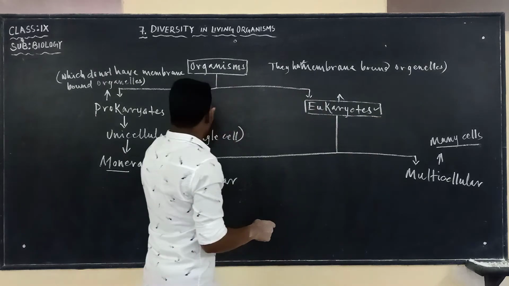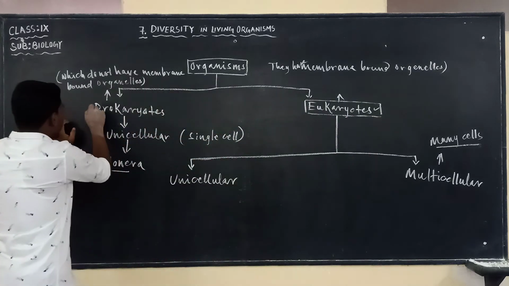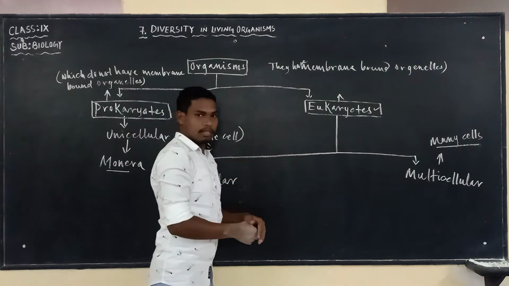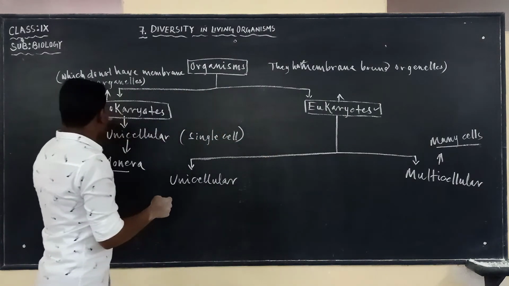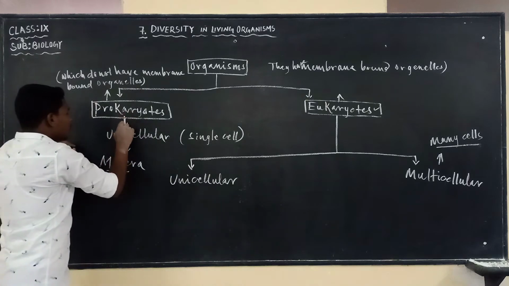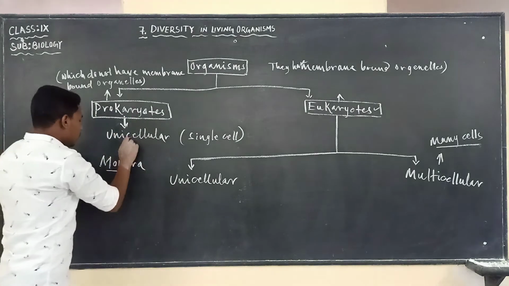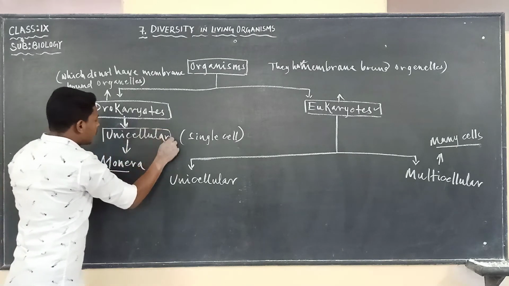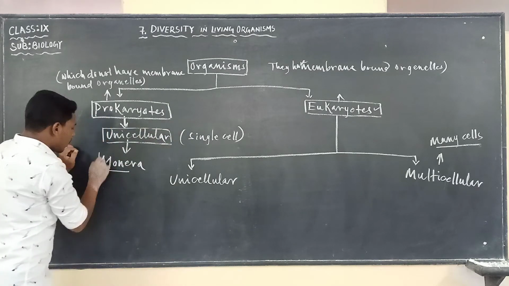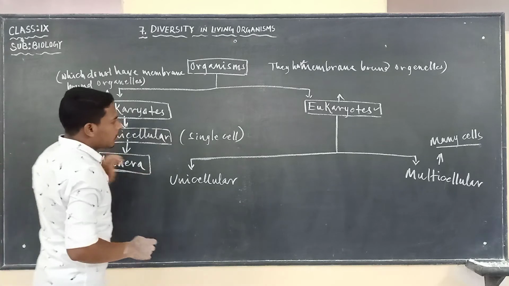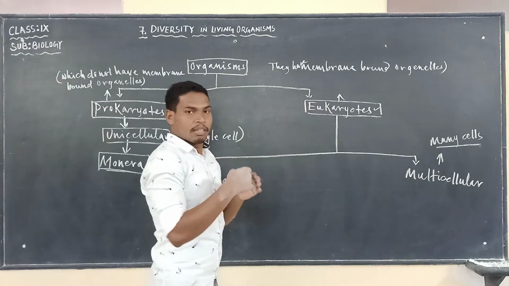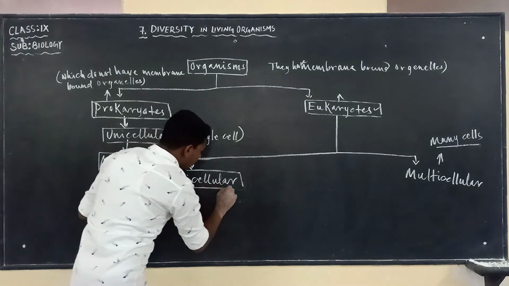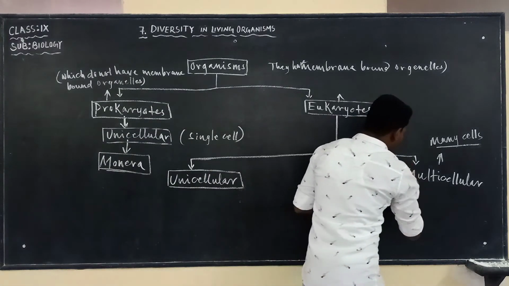Okay, organisms were divided into two broad categories, right? They are prokaryotes and eukaryotes. Prokaryotes have a single cell, that's why they are called Monera. They are unicellular and known as Monera. And these eukaryotes are again further divided into unicellular organisms and multicellular organisms.